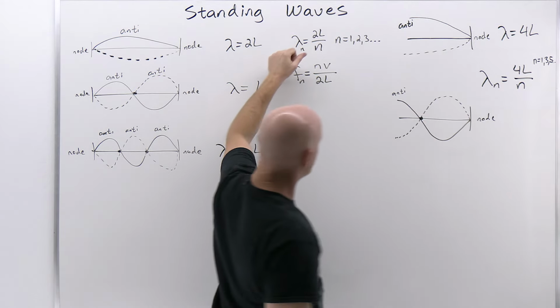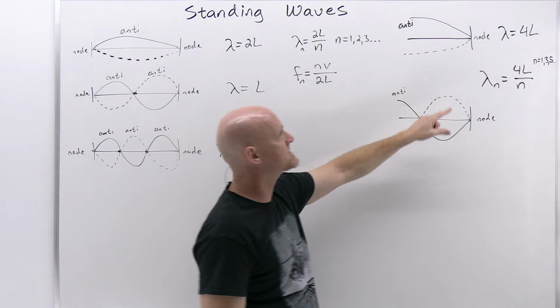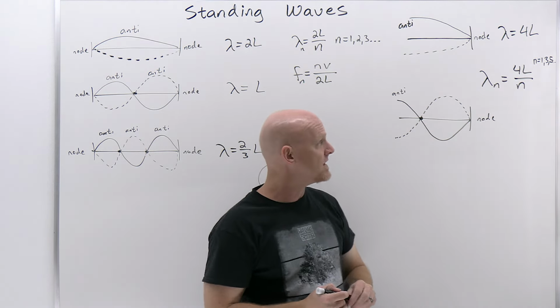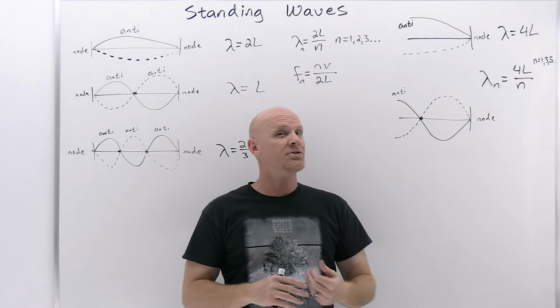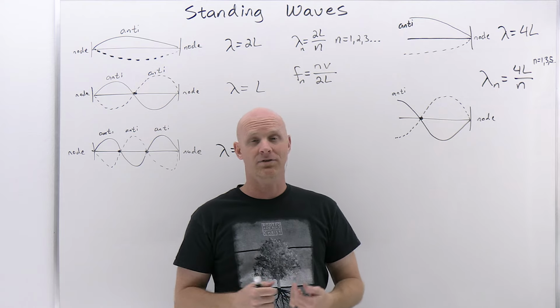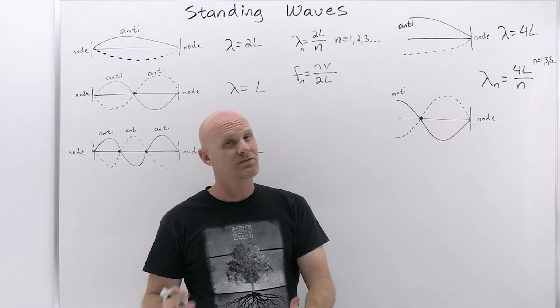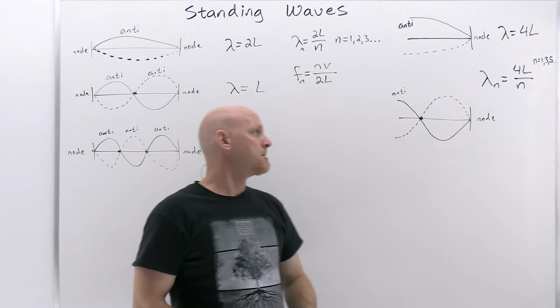So with the string that was fixed at two ends, any integer value of n. But for a string that's fixed at one end, just the odd values of n are possible. And so when n equals 1, we still call that the fundamental frequency or the first harmonic, but there is no second harmonic. There is no fourth harmonic. There's just a third harmonic and a fifth harmonic and a seventh harmonic, so on and so forth for a string that's only fixed at one end.